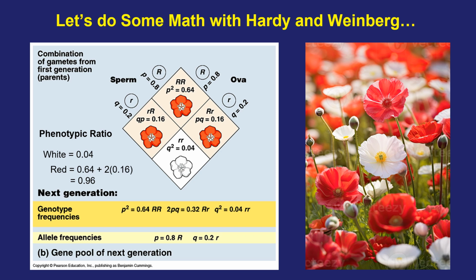And you might notice that the simplest way to do this, if you just want phenotypic ratios, is to take the allele frequency values for the recessive allele, multiply them together, so square them, so 0.2 times 0.2, that gives you 0.04. Subtract that from 1, and that will give you your 0.96. You don't even have to worry about the fact that you're dealing with homozygous dominant and heterozygous. You can just subtract that 0.04 from 1.